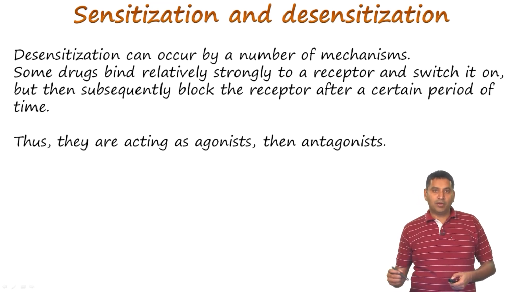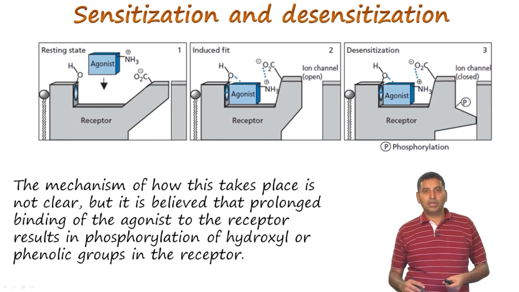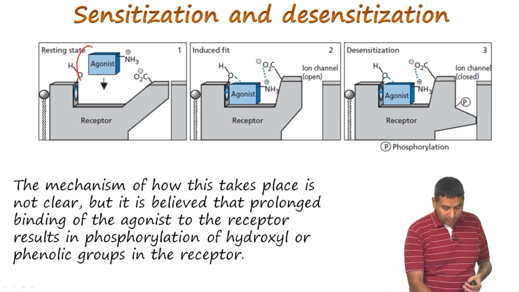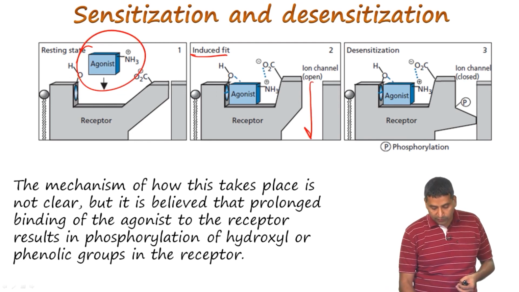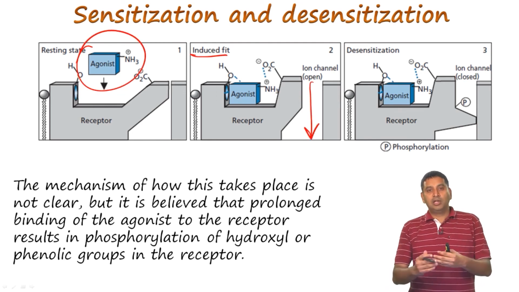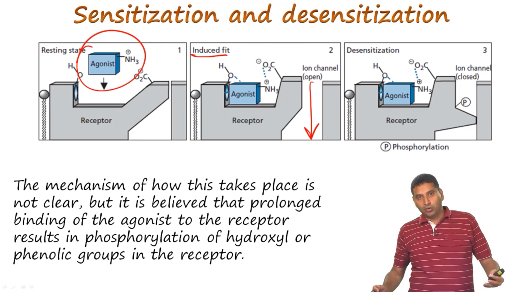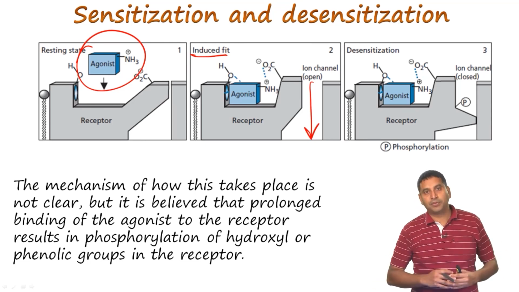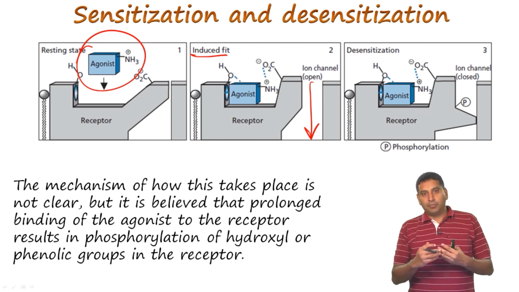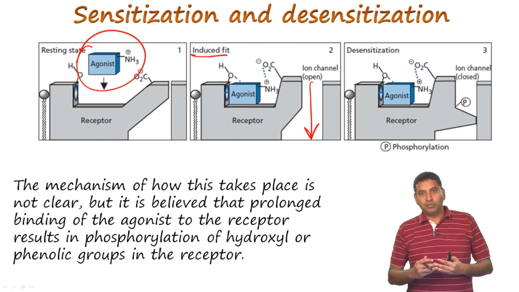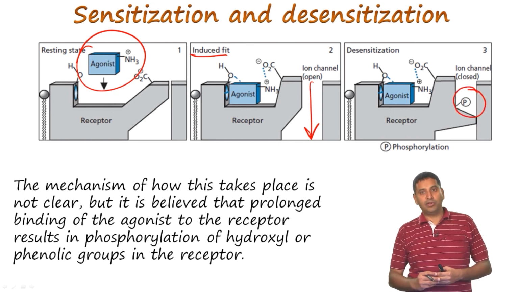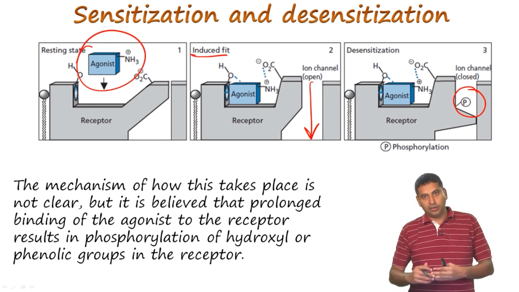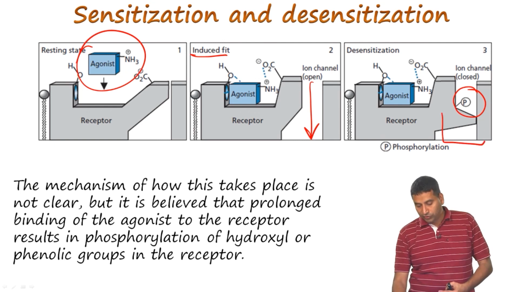So, let us look at what happens here. Let us say you have an agonist which is binding to a receptor site, and there is an induced fit, and you get the activity, that is, the ion channel is open. But now, if the ion channel is open for too long, or if the agonist does not dissociate, then the cell responds in a way to prevent further ions from getting in by doing post translational modifications such as phosphorylation. And once this phosphorylation occurs, that induces a conformational change which closes the channel.